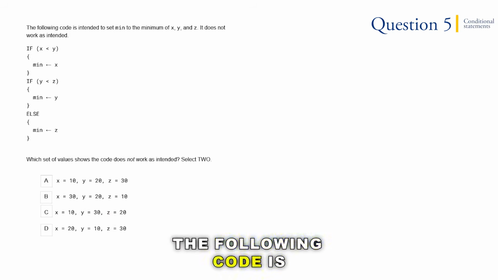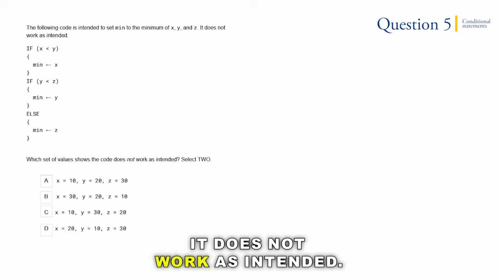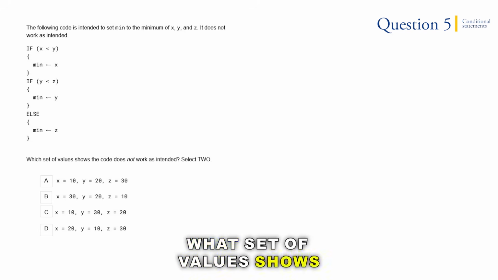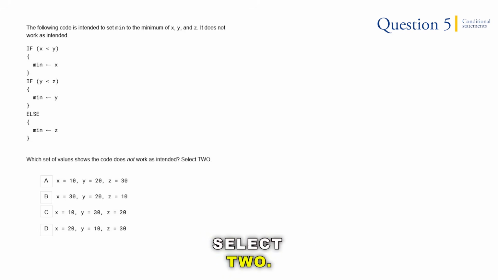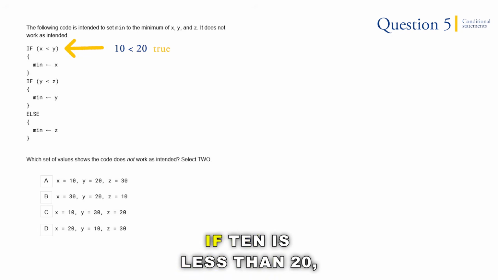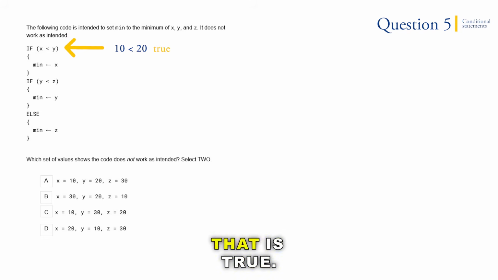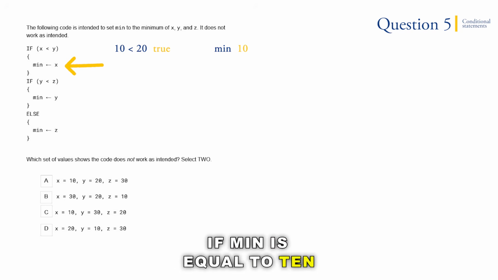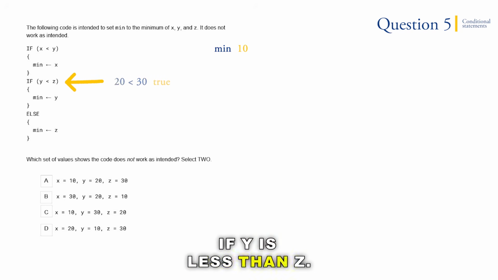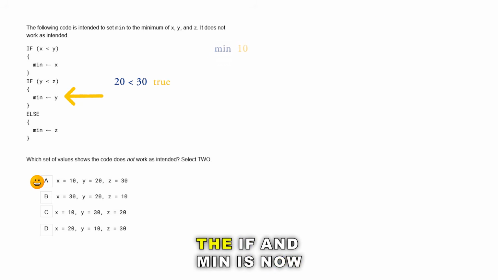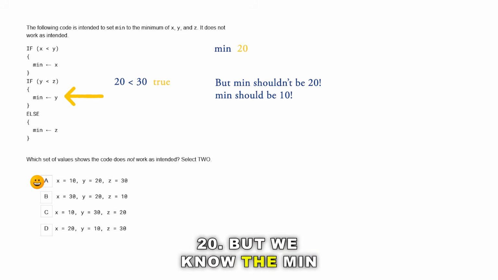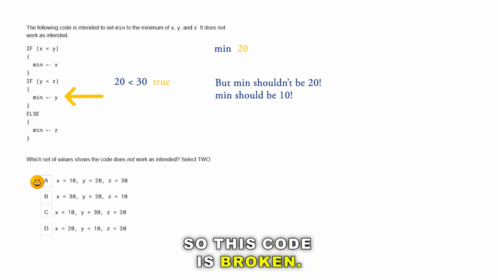Question 5. The following code is intended to set min. It does not work as intended. What set of values shows that the code does not work as intended? Select 2. So the only way to do this one is to try them all out. We start here. If x is less than y, if 10 is less than 20, that is true. So we run the code that's in the if. Min is equal to 10. Then we go on. If y is less than z, if 20 is less than 30, it is. So we run the code in the if, and min is now 20. But we know that min is not 20, so this code is broken, and case A shows it. So that's one of our answers.